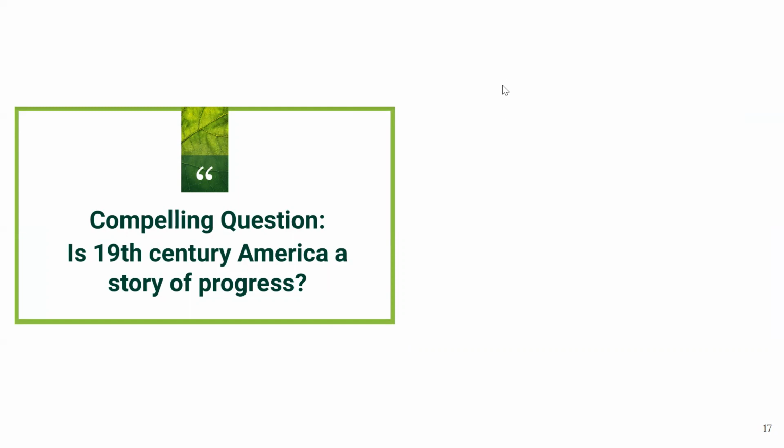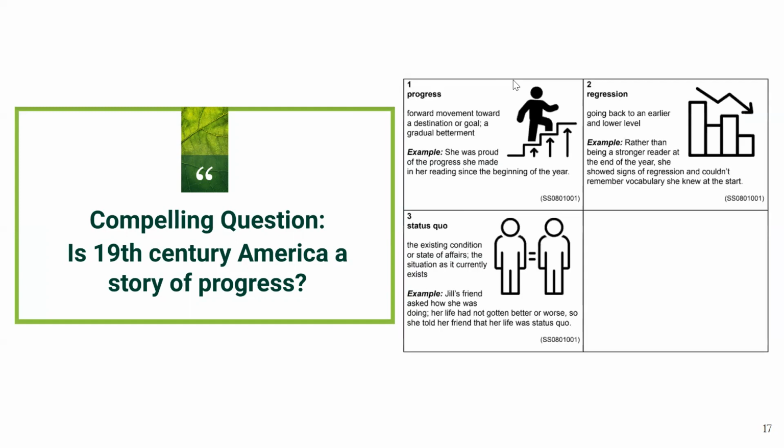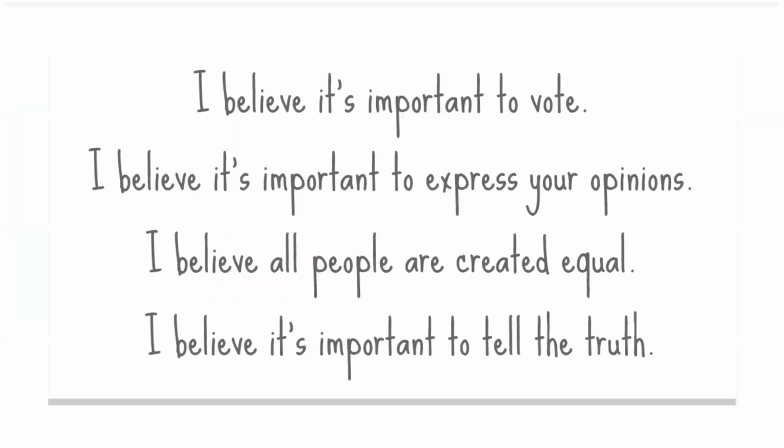In order to help them make that initial claim, there is some clarification of vocabulary. So you'll see there's a word card for progress, regression, and status quo. And after clarifying these 3 vocabulary words, students do an activity where they actually stand for each statement they agree with. So these are revealed one by one to students, but students look at these and they think, do I agree with that? I believe it's important to vote, for instance. And if they agree, they stand.